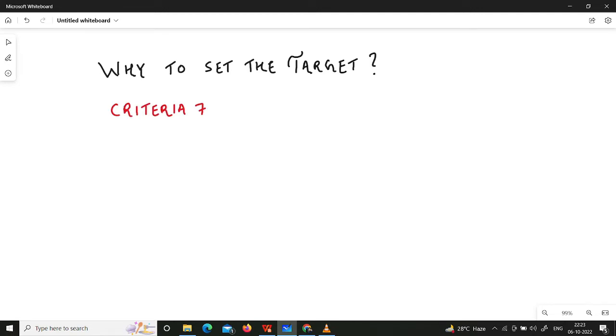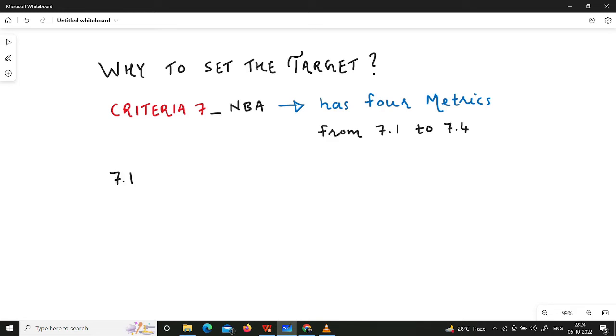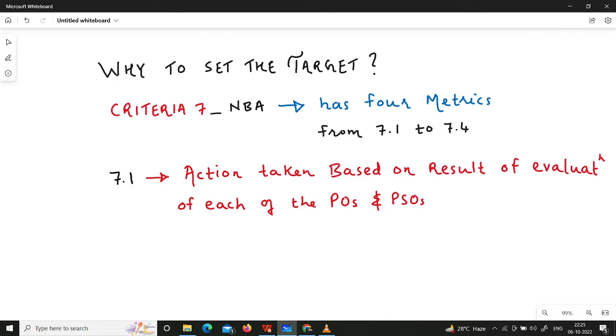Now we will see why we have to set the target. Criteria 7 is about continuous improvement. It has 4 metrics from 7.1 to 7.4. 7.1 is about action taken based on the results of evaluation of POs and the PSOs. So there are two possible actions a department can take based on the result of evaluation of POs and the PSOs. You are required to evaluate the result of POs and the PSOs. So how to evaluate that? First you must have a target of program outcome. You have to set the target, and then you have to calculate the PO of a particular batch. After the calculation of POs of the particular batch, you have to compare with the target.